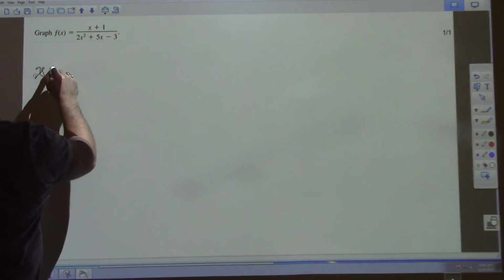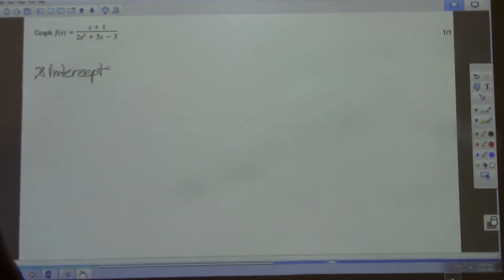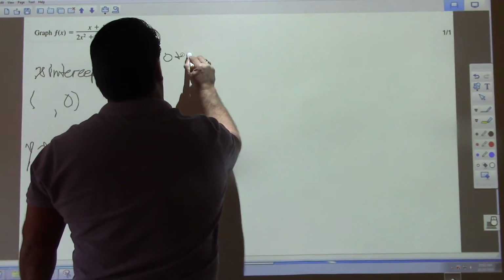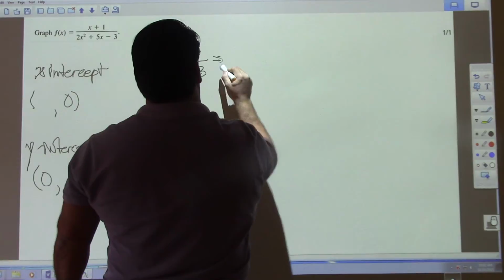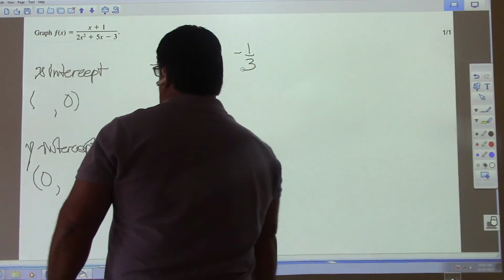To find the x-intercept, plug in 0 for what? Y. For your y-intercept, plug in 0 for what? For x. Now that's pretty basic, and you should remember that. So, plug in 0 for x. Well, 0 plus 1 over 0 plus 0 minus 3. And what do you get? Negative 1/3.